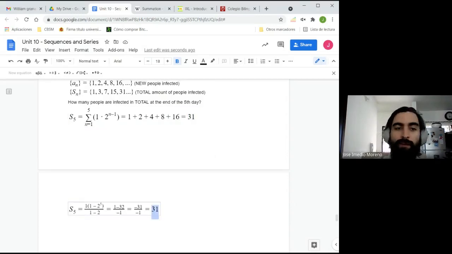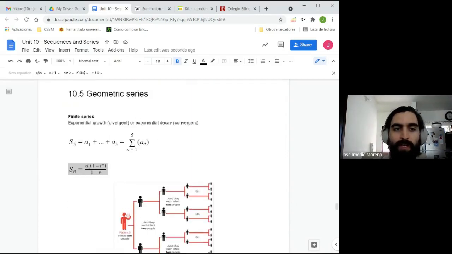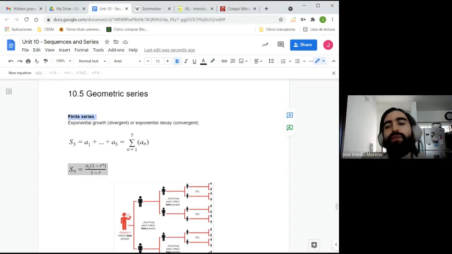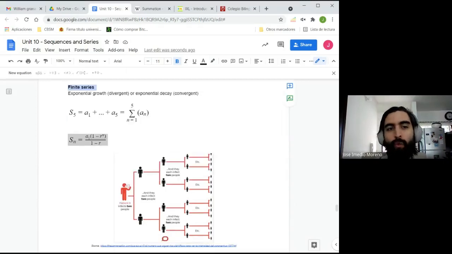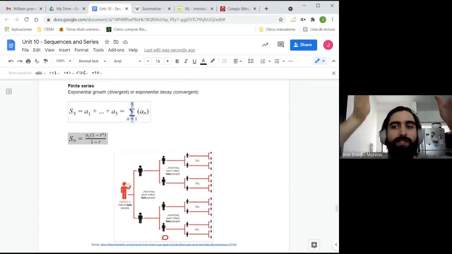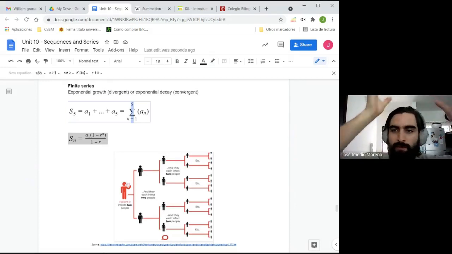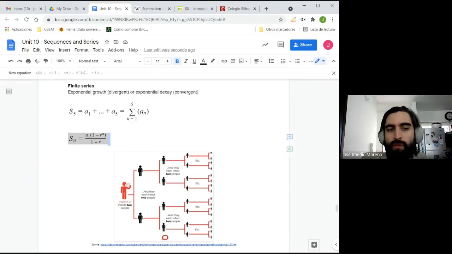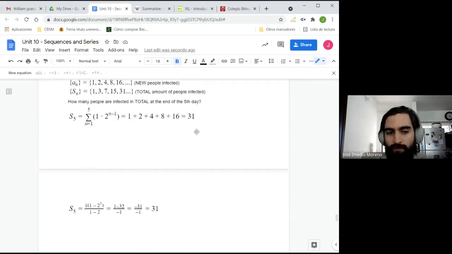Okay. And why is this called finite series, serie finita? Because it has an end. Okay. We are adding from a specific value up to another specific value. From 1 to 5, the first 5 terms, it's finite, es finita. Okay. It does have an end. We are taking a specific number of values and we are adding them together. Okay, so this is a finite series which uses this formula.